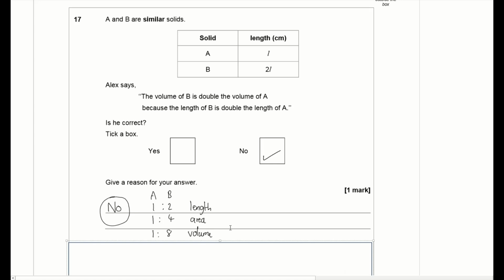So you can see there that as you go through the dimensions, length to area to volume, you have to either square or cube the length ratios to get the ratios in that respective dimension. So overall the answer is no. Is he correct is not true, and the reason is the volume ratio would actually be 1 to 8.